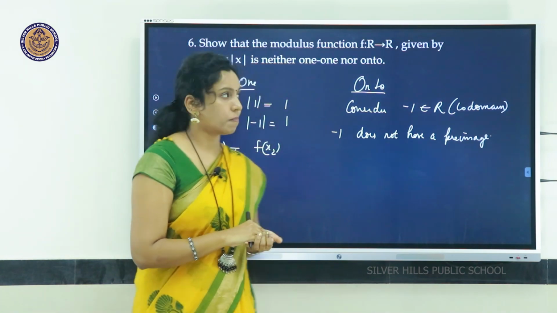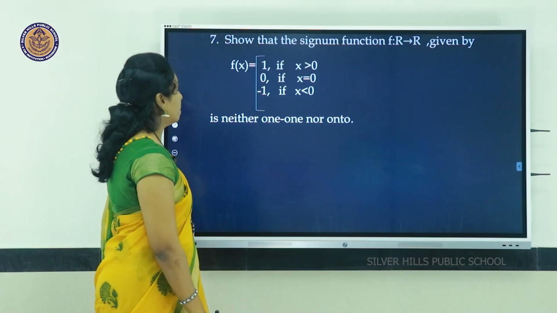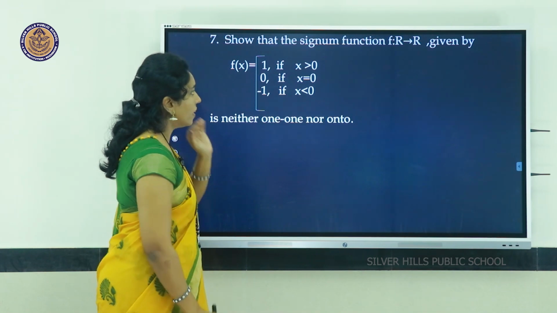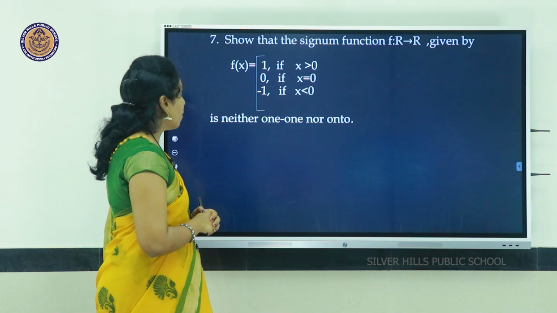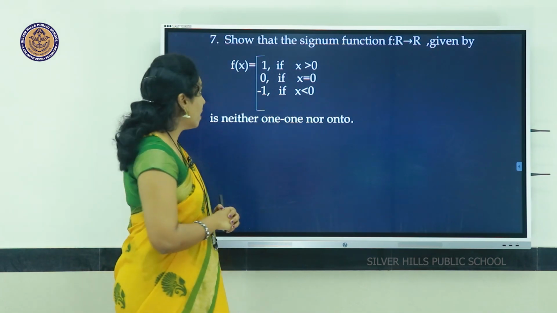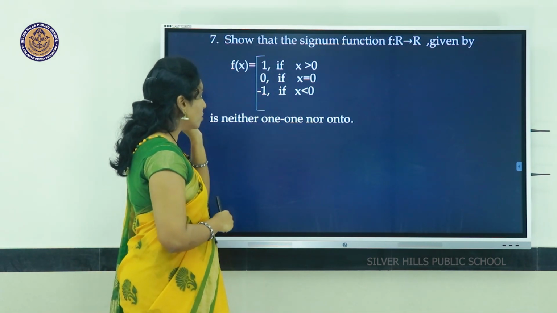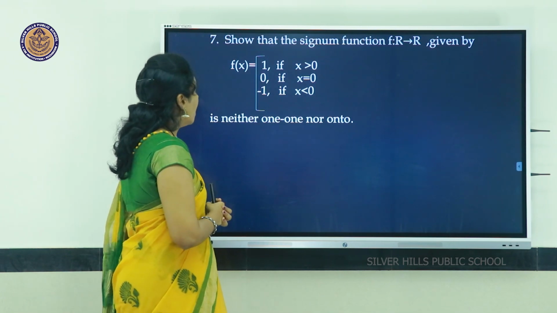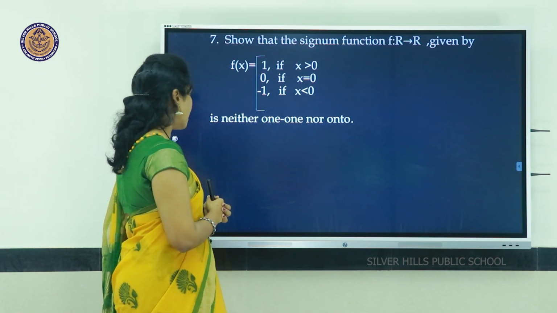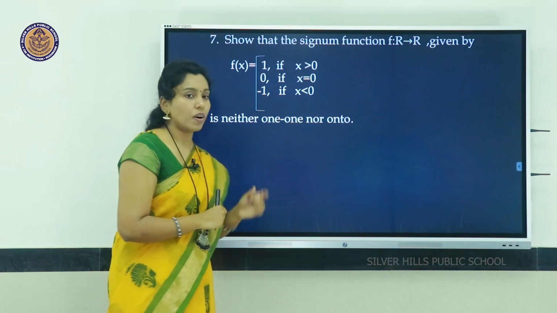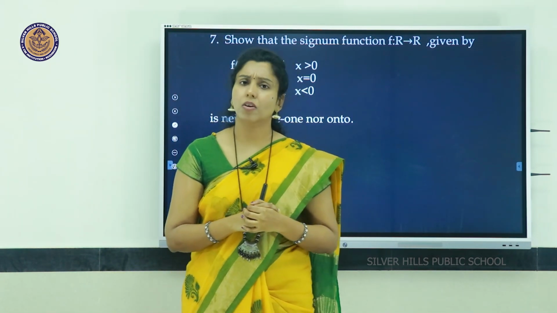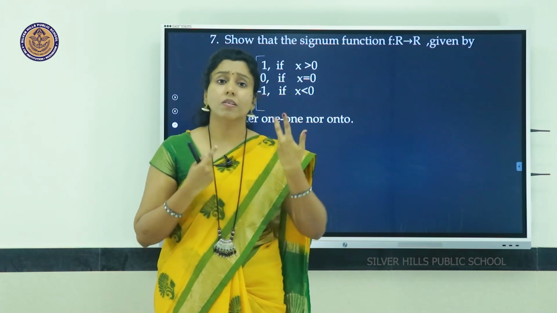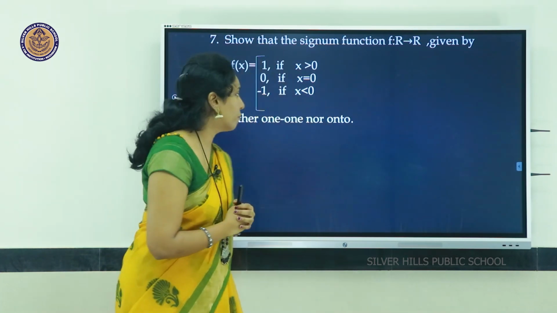Both are correct. And one more example, a very simple type: show that the signum function f from R to R given by f of x is equal to 1 when x is greater than 0, 0 when x equals 0, -1 when x is less than 0, is neither 1-1 nor onto. Here also we are going to show examples because it is said prove it is not. So, one example is enough.